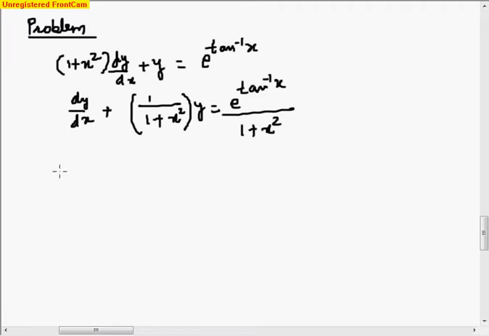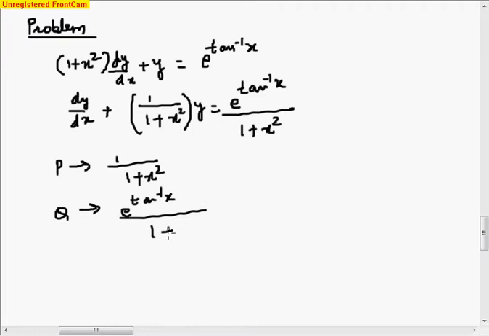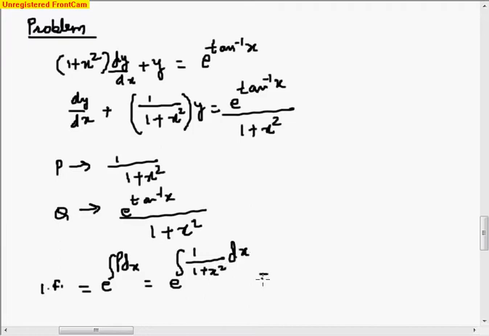So now what is my p? P is 1 upon 1 plus x square, and what is my q? Q is e raised to power tan inverse x upon 1 plus x square. So what is your integrating factor? That is e raised to power integral of p dx, that is equal to e raised to power integration of 1 upon 1 plus x square dx, which is e raised to power tan inverse of x, right? So what is the solution?